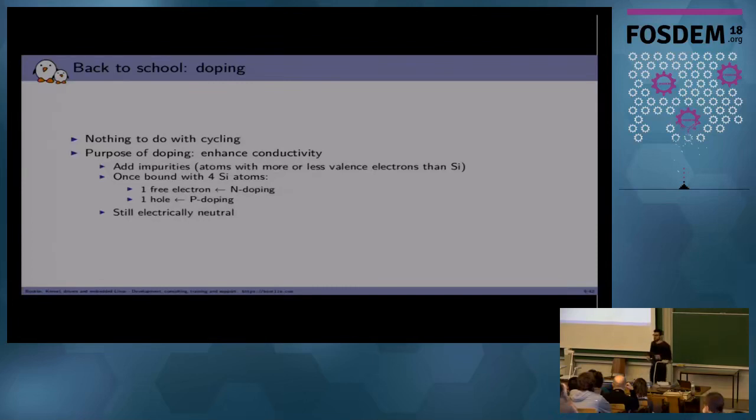And this is a free electron. It can carry electricity. If you add more electrons, it's n-doping. Of course, if you have 3 electrons instead of 4 on the valence shell, it's p-doping, for positive. You have a hole, which is actually a lack of electrons.